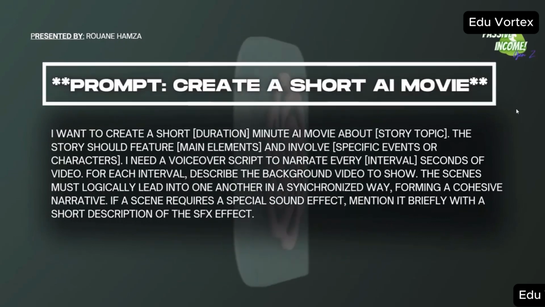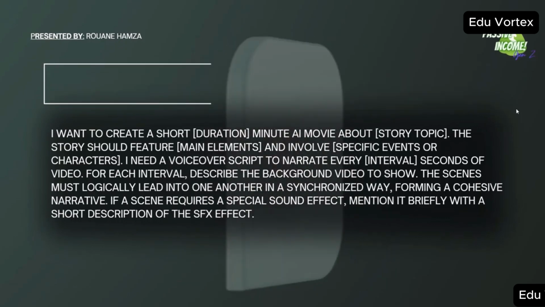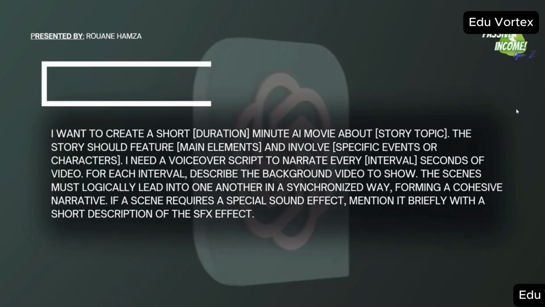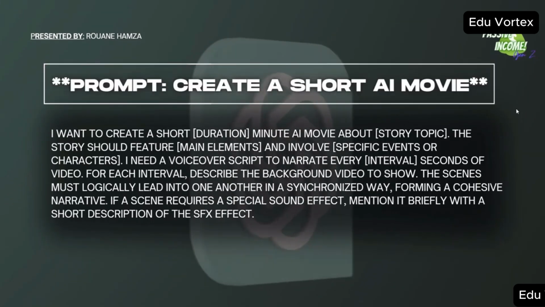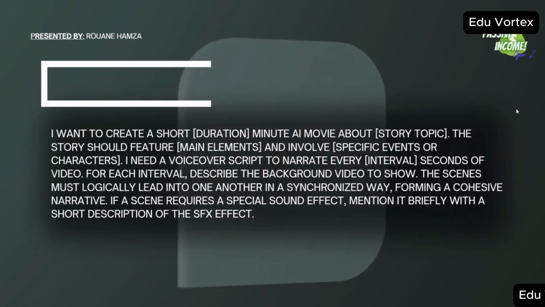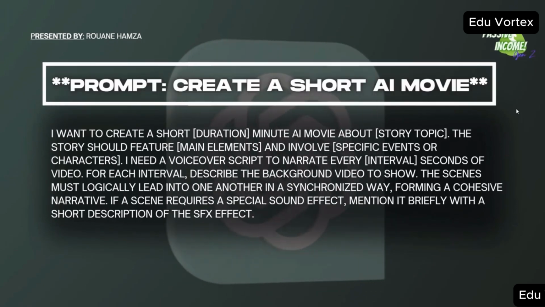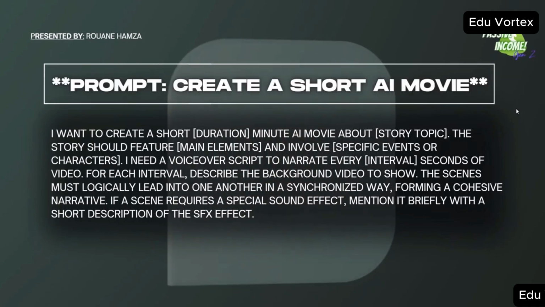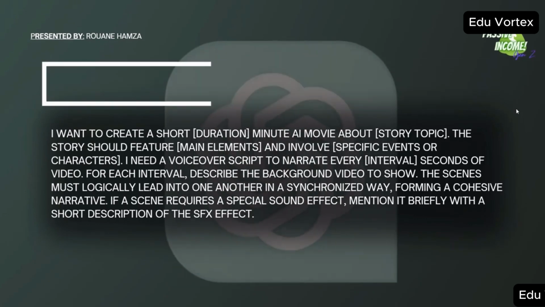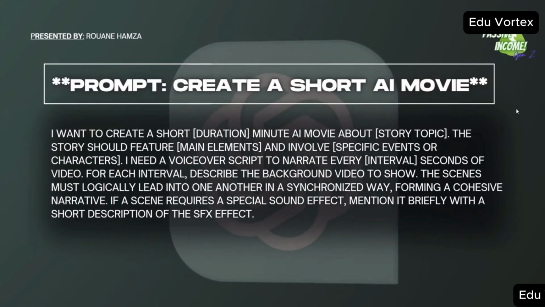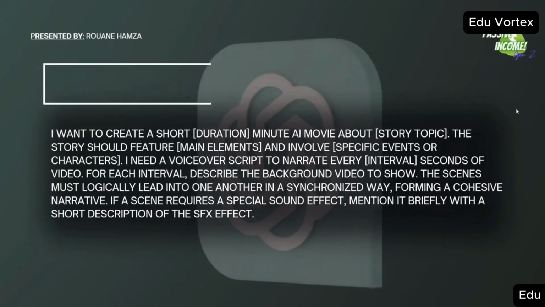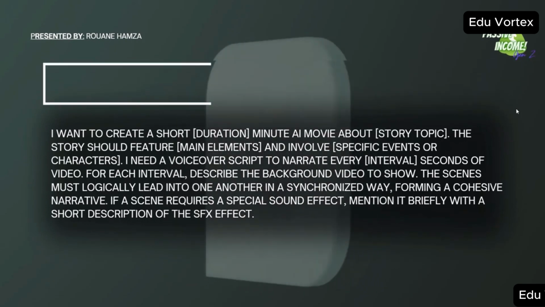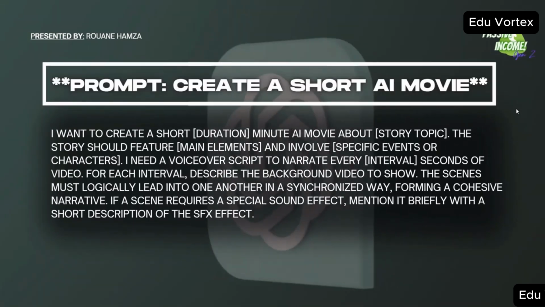And there you should say, I need a voiceover script to narrate every, and put the interval. The interval for me is 4 seconds because I can only generate 4 seconds of video at a time. So for every 4 seconds of video, it should generate the voiceover that matches that, as well as describe the background video, because based on that description, I can go ahead and generate the video that fits that particular scene. The scenes must logically lead into one another in a synchronized way, forming a cohesive narrative. If a scene requires a special sound effect, mention it briefly with a short description of the SFX.